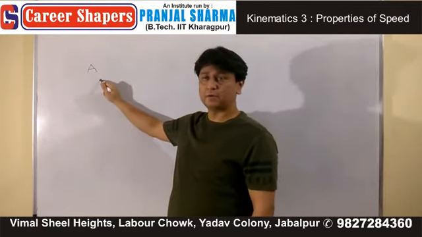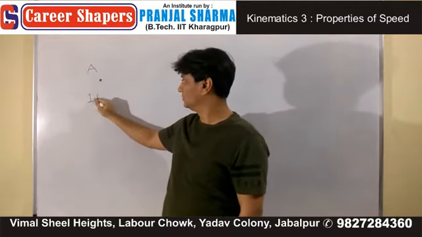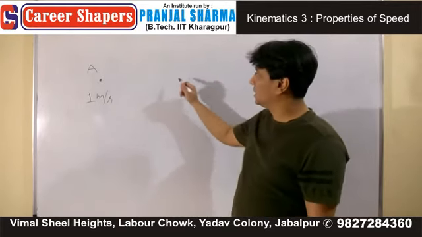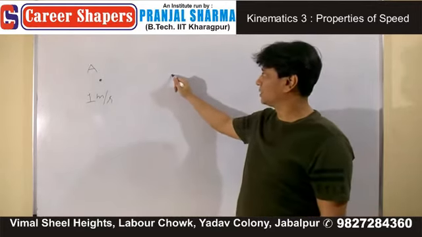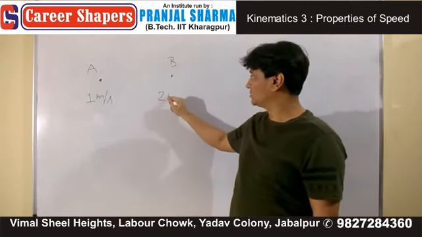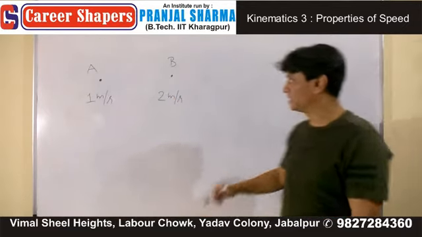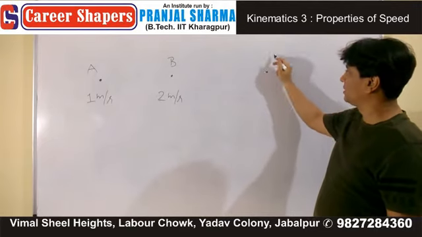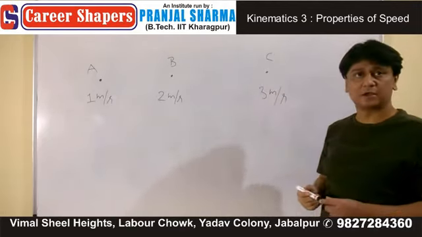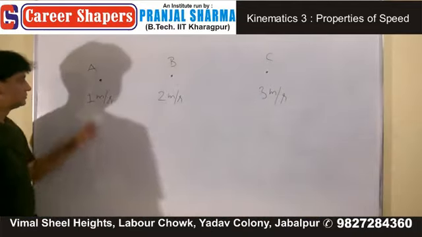At A, we found that its speed is 1 meter per second. It reaches somewhere here, B, and the speed becomes 2 meters per second. Gradually, speed is increasing. It reaches C, and the speed becomes 3 meters per second. That's how speed is increasing gradually.